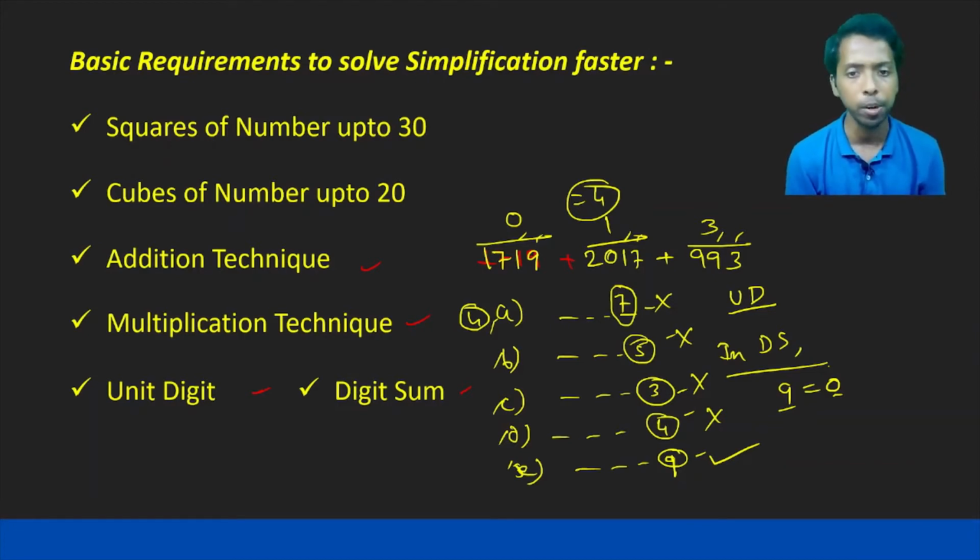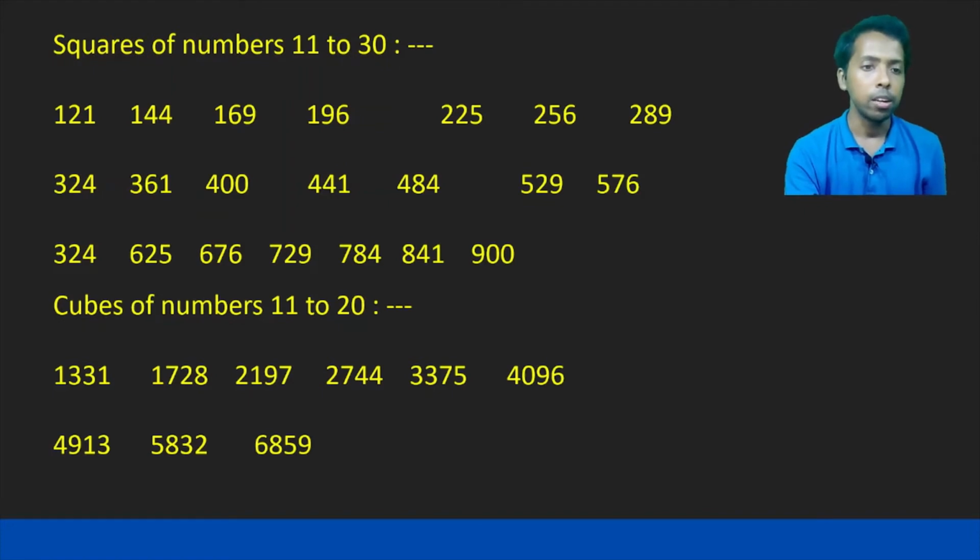It completely depends upon the question and the instinct you follow at the time of the examination, right? So, moving to the questions here. You can see squares of numbers from 11 to 30. I have made it in the form of a slide to help you understand that you should remember all these numbers in a better way, right?